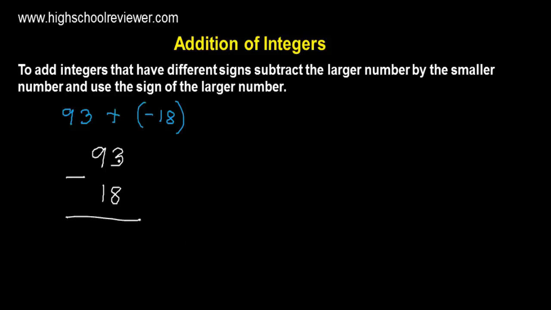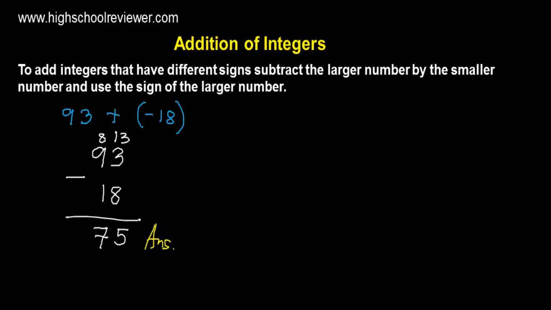3 minus 8. This cannot be. We have to borrow 1 from 9. 3 here will become 13, and 9 will become 8. 13 minus 8, that is equal to 5. And then 8 minus 1, that is equal to 7. And the sign of the larger number is positive, so this is positive 75. Therefore, positive 75 is our answer here.